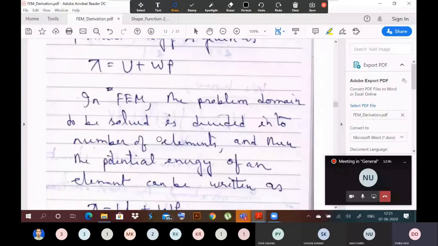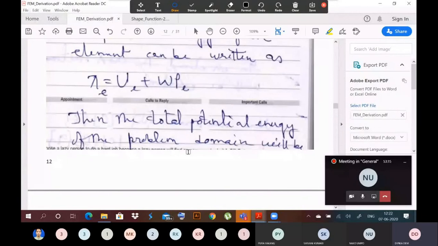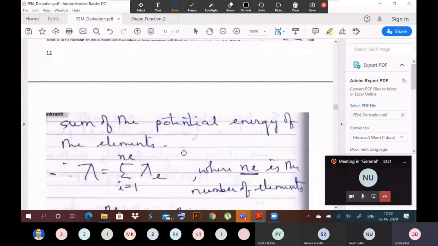Then the total potential energy of the whole problem domain will be equal to the sum of the potential energy of all the elements. So total potential energy of the whole domain pi will be equal to summation of pi E, where E will vary from 1 to NE. NE is the number of elements. We have to add the potential energy for each and every element. That will give you the potential energy of the whole system or whole domain.